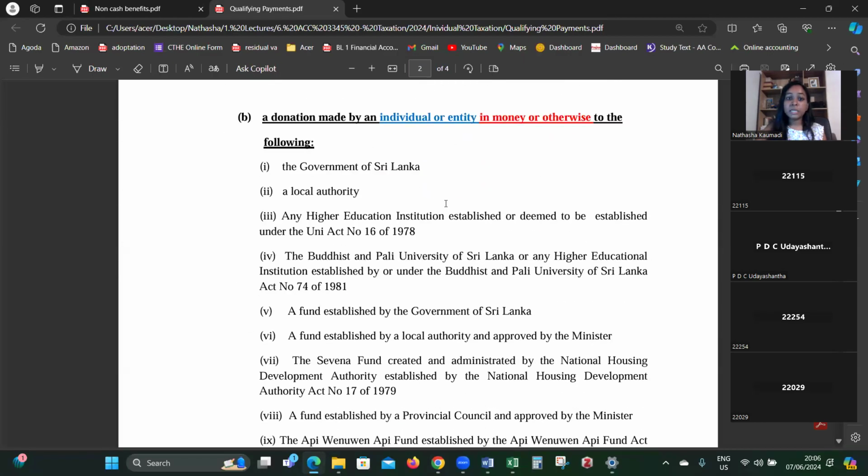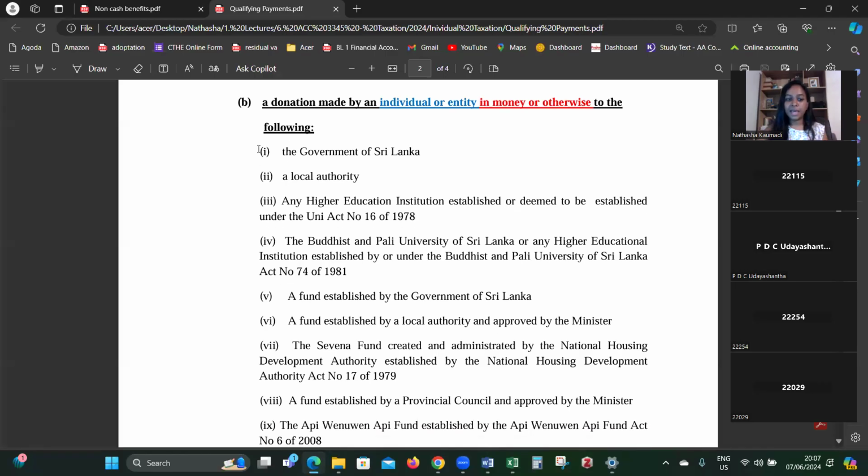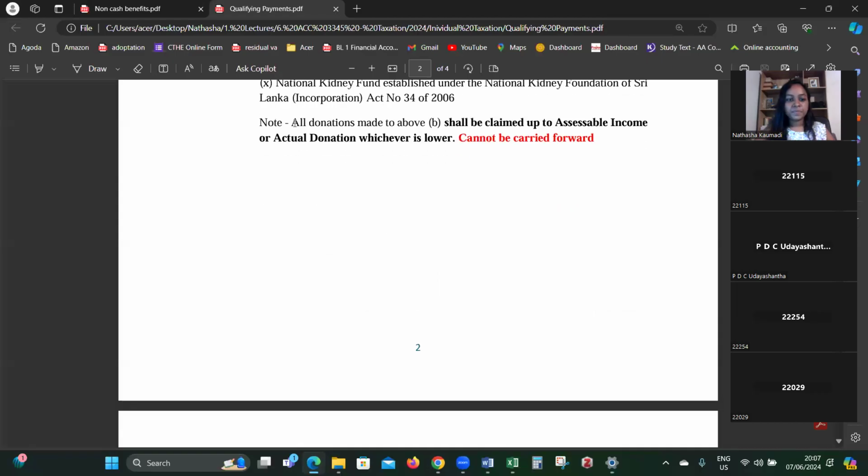And if you go to part B, a donation made by an individual or entity in money or otherwise. It should not necessarily be money. It can be goods as well, money or otherwise, to the following. Coming under that, Government of Sri Lanka, Ministry of Education, means government of Sri Lanka, and it separately says. So how can we adjust it?